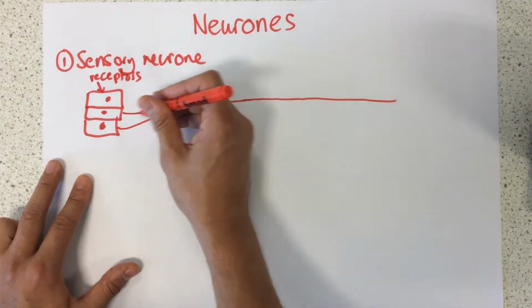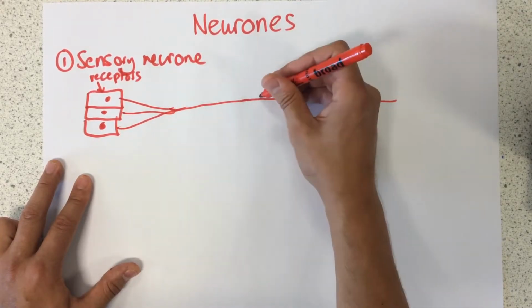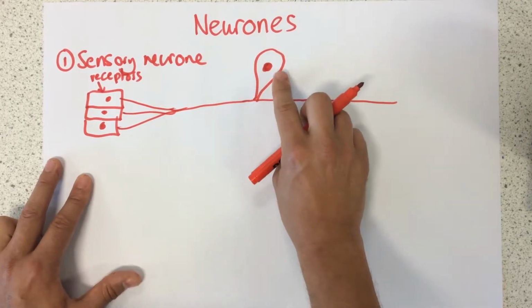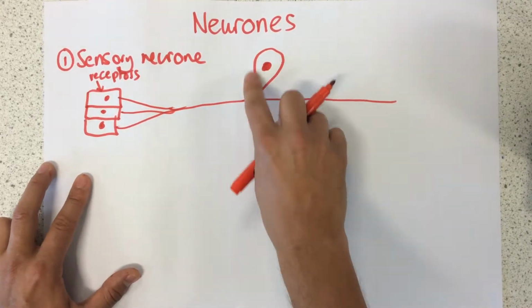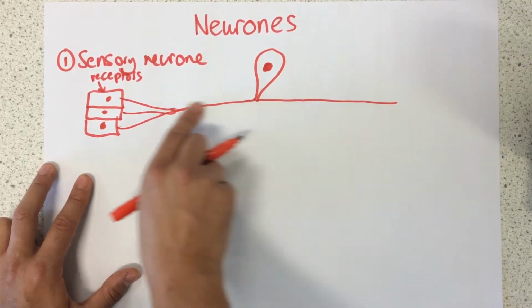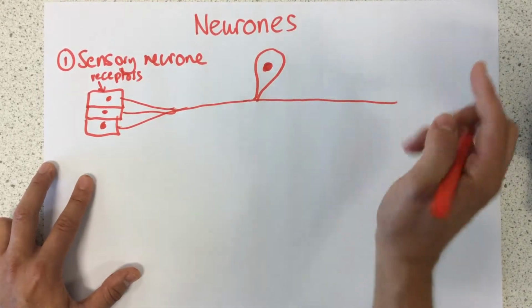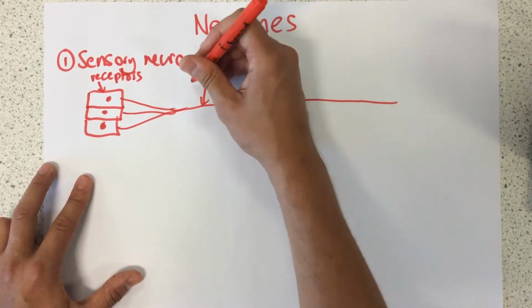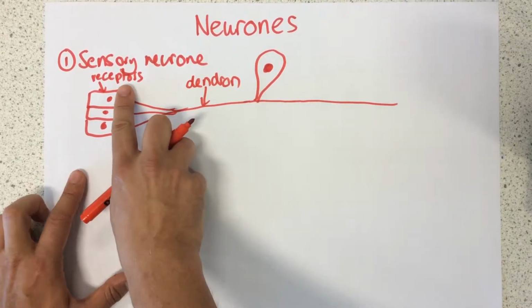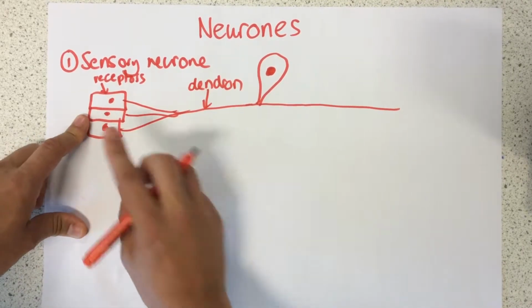So what we have here is all of these neurons have a cell body. Now the cell body is where the nucleus is, and this is the cytoplasm. So it's kind of like a normal animal cell, but only with these other features. So this part here before the cell body is called a dendron. So receptors is what detects the signal in the first place.